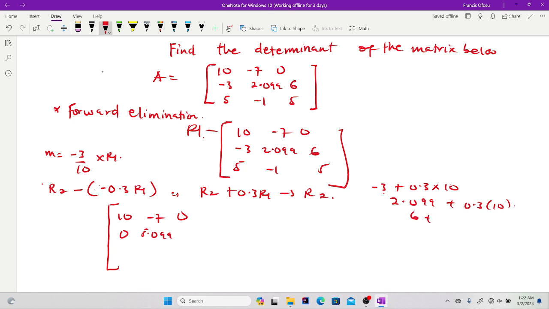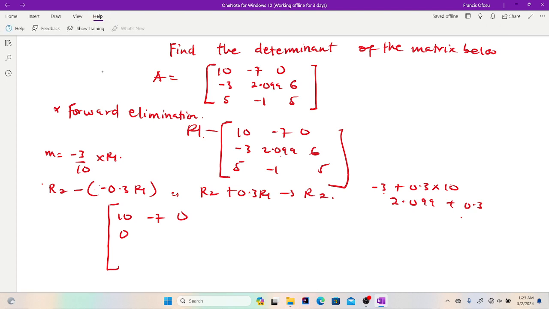Then the last part, 6. I have 6 plus 0.3 multiplying... Oh, sorry, I made a mistake here. You realize that for this side, 2.099 is the second entry. So plus 0.3 multiplying negative 7 instead, not 10. So multiplying negative 7 here.